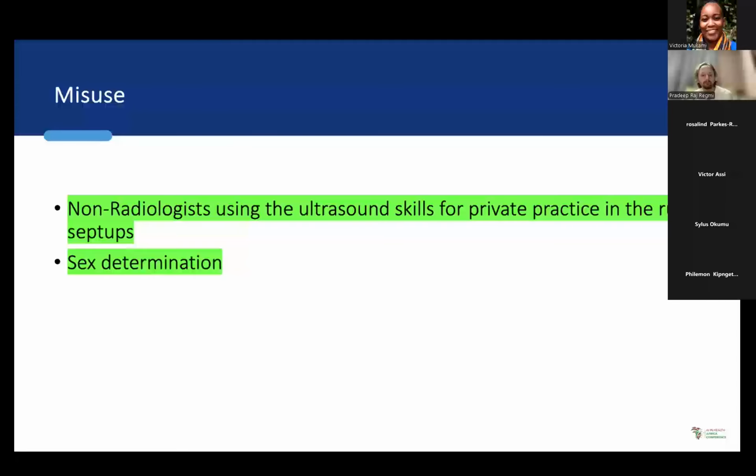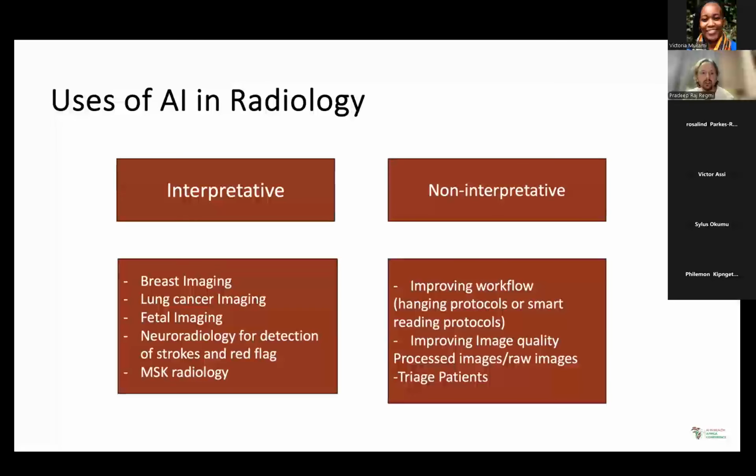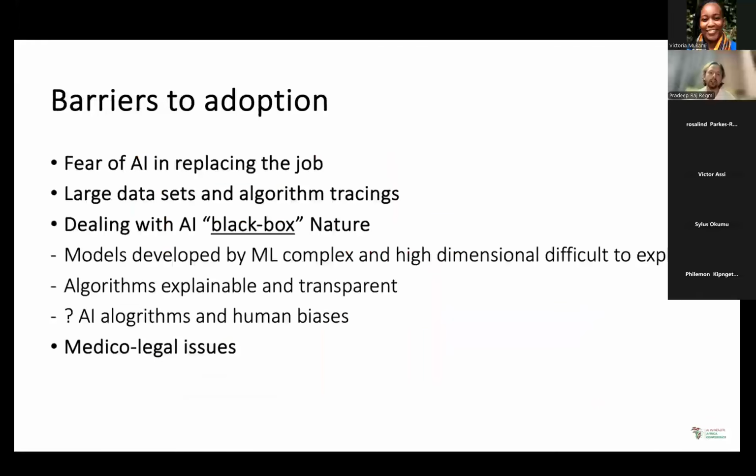And obviously, how can we integrate AI in radiology? One can be interpretative, another can be non-interpretative. Interpretative form can be for diagnosis, like breast imaging, lung cancer imaging, neuroradiology for strokes, or MSK radiology as well. And non-interpretive, like improving the workflow, improving image quality, and triaging the patients. So these are the forms which can be used in radiology.